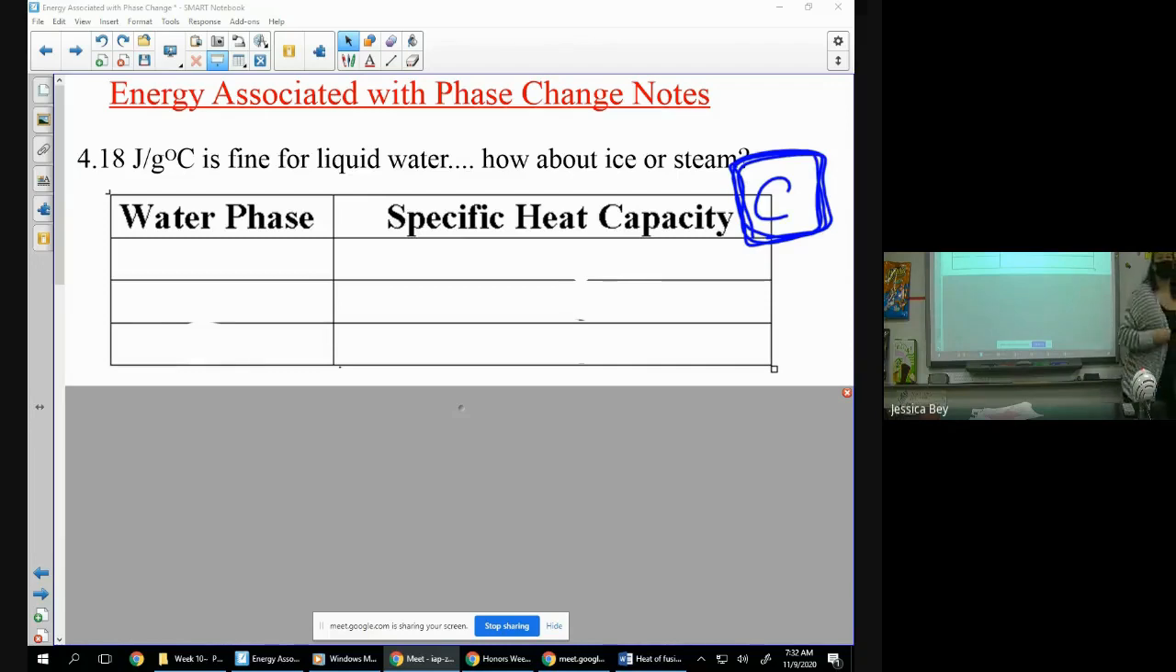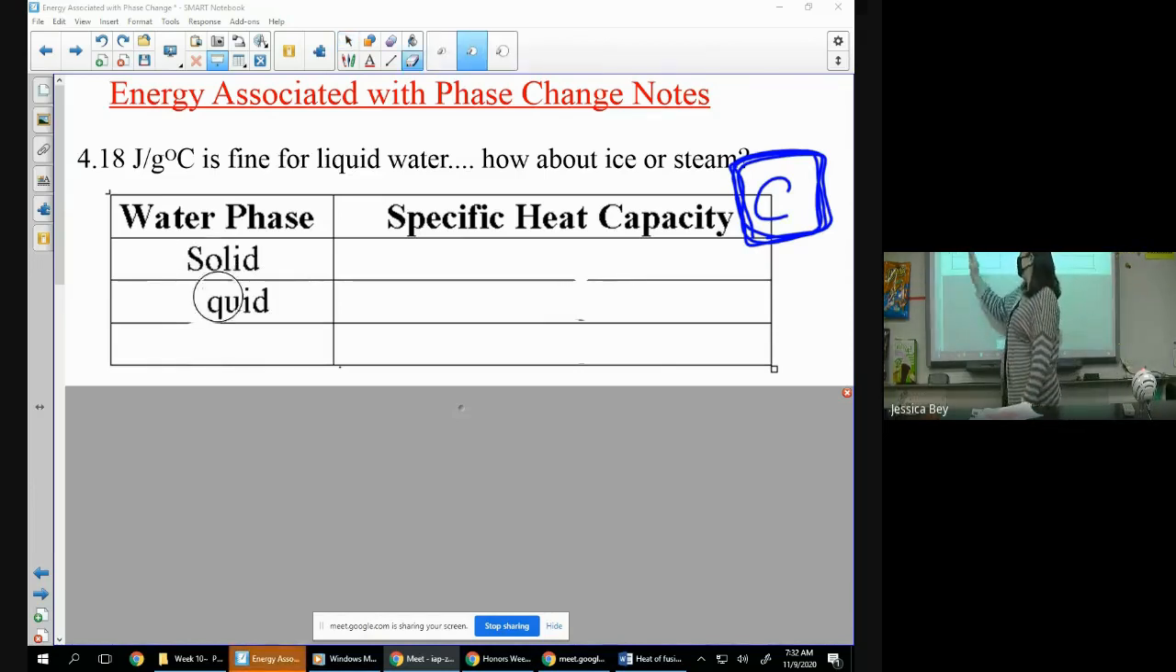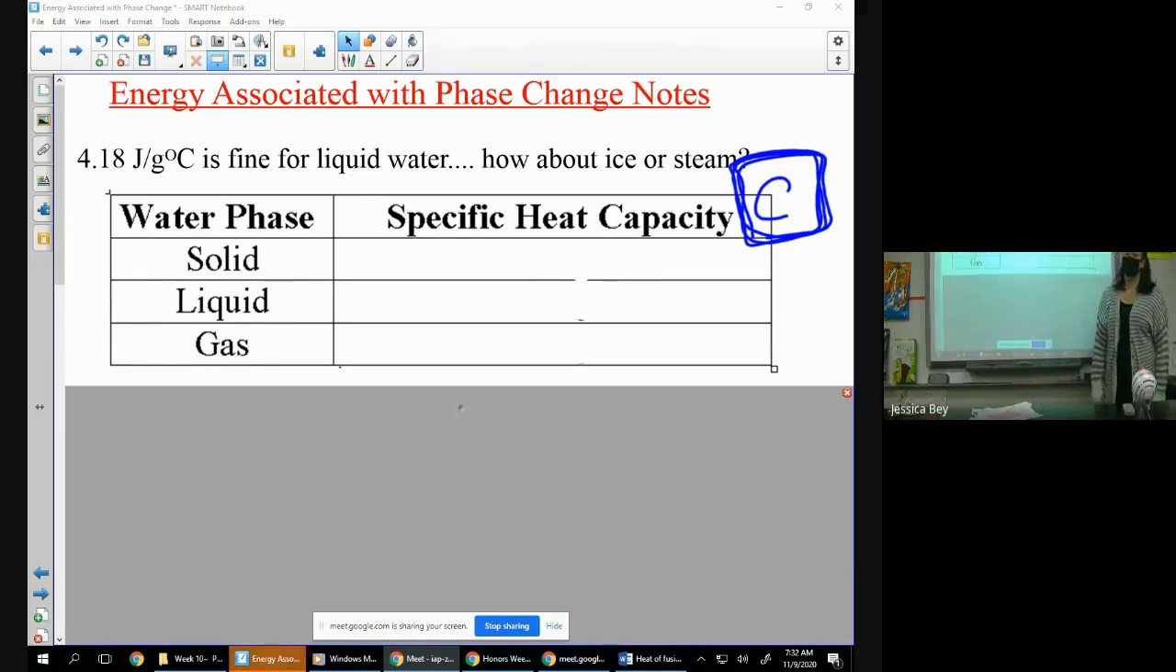I'd make myself a little chart in my notes. So we're looking for the C value for different things. There are 3 phases of water: solid, liquid, and gas. And you guys already know one of the 3.